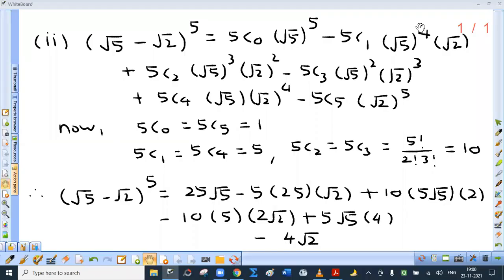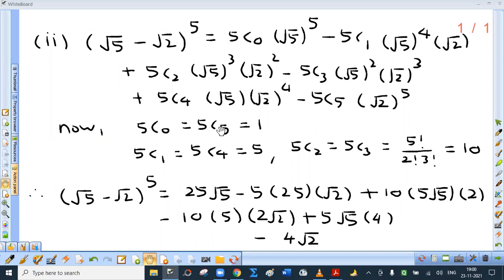Second, root 5 minus root 2 raised to 5. Actually, it should say by binomial theorem, this equals 5C0 root 5 raised to 5 minus 5C1. Index of first decreases by 1. Index of second at the same time increases by 1. Terms are alternately positive and negative. So minus 5C1 root 5 raised to 4 into root 2 plus 5C2 root 5 cube into root 2 square minus 5C3 root 5 square into root 2 cube plus 5C4 root 5 into root 2 raised to 4 minus 5C5 root 2 raised to 5.